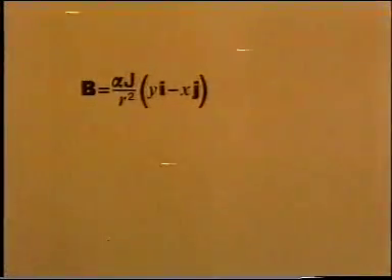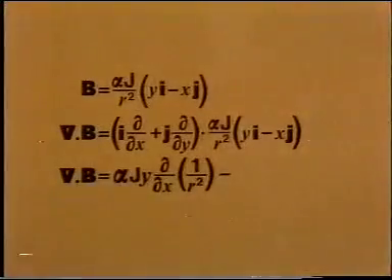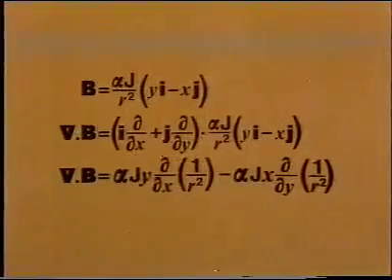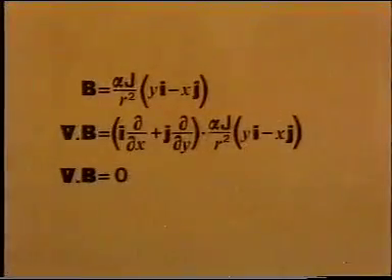Taking the known form of B, then, div B becomes this. And simplifying, for the dot product i dot i, and for j dot j, we get this. Notice the i dot j and j dot i terms are 0. Doing the differentiation then, you get this, which is 0. And that's what you'd expect, since away from the wire there's nothing to create or destroy a magnetic field.